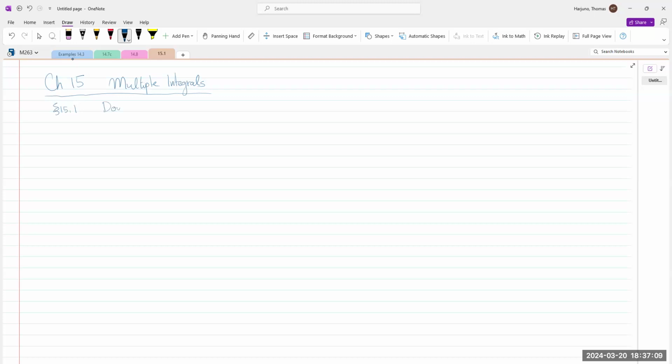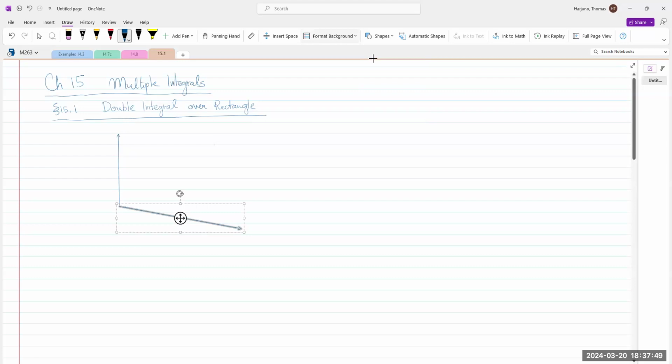Double integral over rectangle. So the idea in this section is we want to observe and try to understand what the double integral over a rectangle is, which basically means you are doing an integral over a rectangular domain.